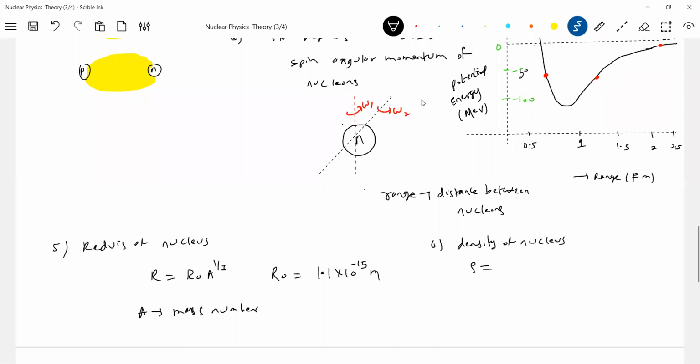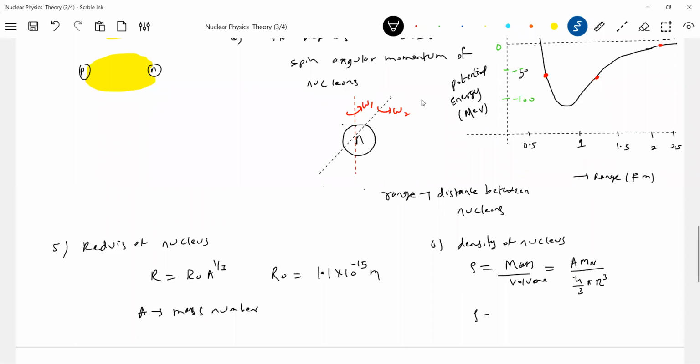So how do you define density? Mass by volume. What is the mass? The total number of nucleons, it should be equal to A into the mass of each nucleon. The density we define like this, Mn into A. Then again, volume, what can we write? 4 by 3 pi R cube.